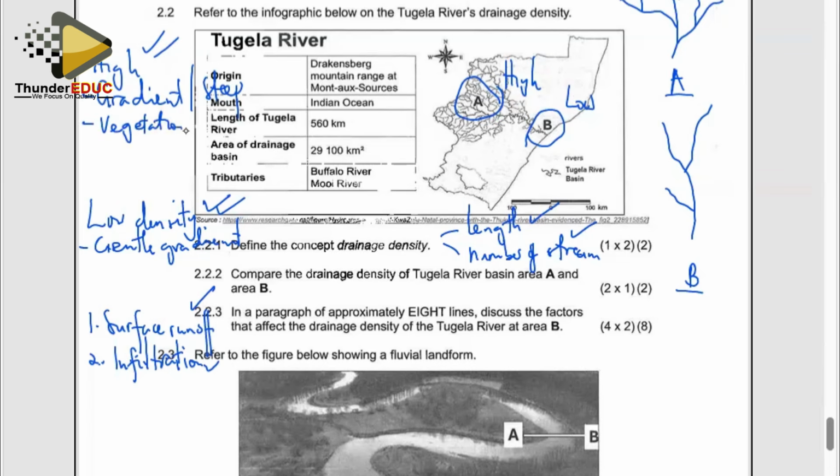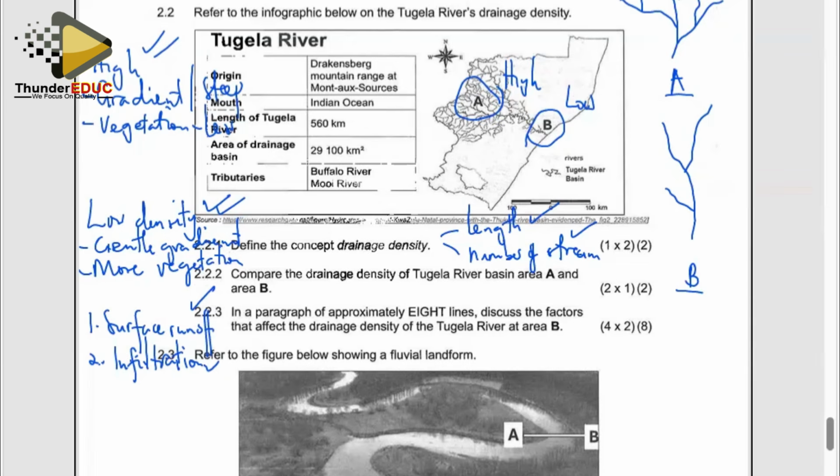How does vegetation contribute towards this? Where there's less vegetation, it means there will be more surface runoff. And where there's more vegetation, it means there will be more infiltration. The vegetation roots are responsible for loosening the soil to allow for infiltration. So where there's more vegetation, that area is going to have more infiltration and less surface runoff, hence fewer streams are going to develop.